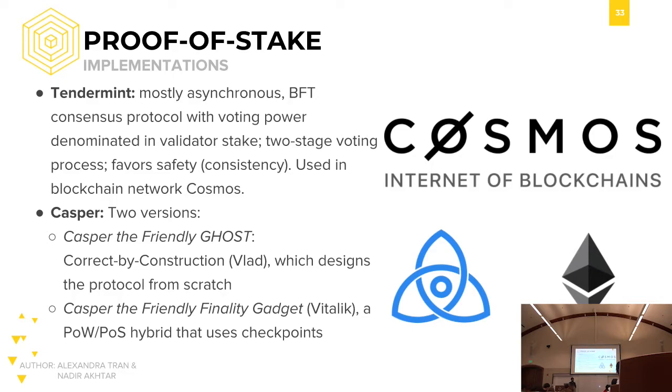And there are actually two different versions that exist. One is Casper, the friendly ghost, where GHOST refers to the ghost protocol, the greediest, heaviest observed subtree. And that's correct by construction, so to say, in which you build it up based on these properties of safety that you want to achieve, properties of liveness you want to achieve, and then find a protocol that works within that realm. Whereas Casper, the friendly finality gadget, which is designed by Vitalik, aims to look at the existing protocol of Ethereum and transition it from proof of work into proof of stake. So it doesn't start from scratch; he rather builds from where Ethereum is currently.